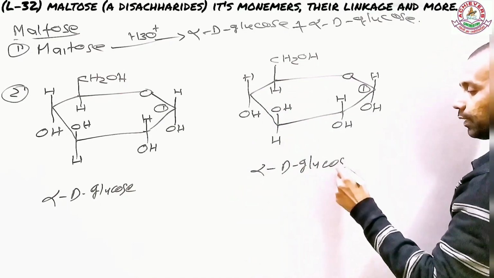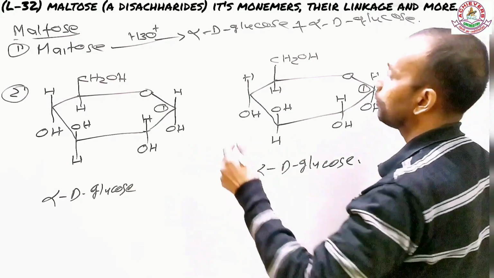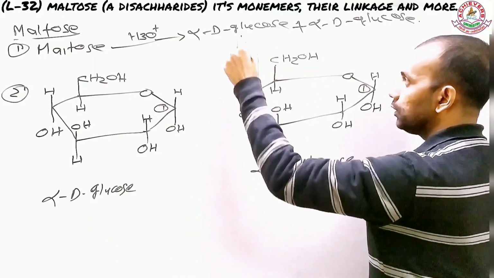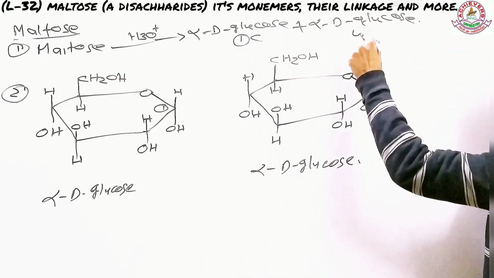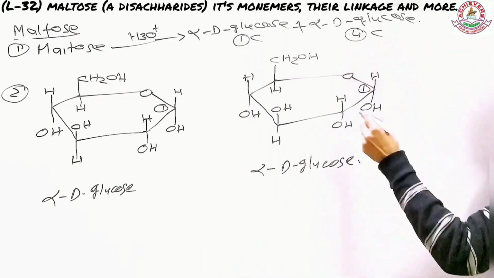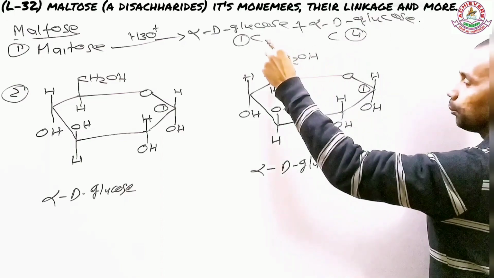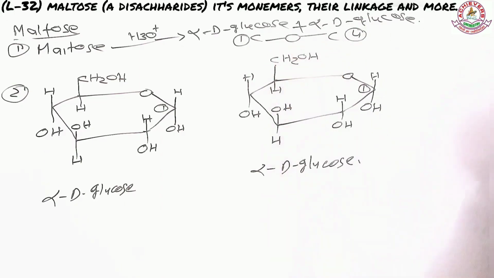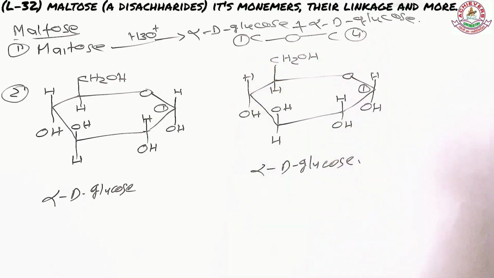Right? Now we need to find out how the bond between these two molecules happens to be. So the first thing you need to note is that the first molecule uses its first carbon, and the second one uses its fourth carbon. Right? And this way a bond between these two is formed using the oxygen. So a glycosidic bond is formed between the first carbon of one glucose and the fourth carbon of another glucose.